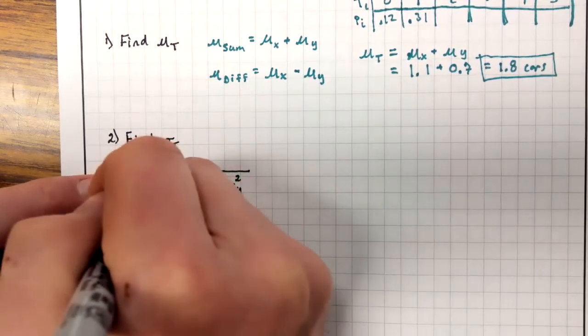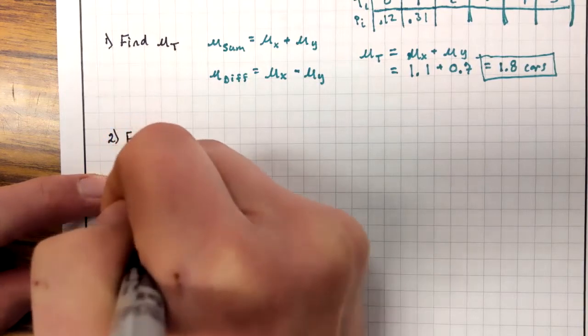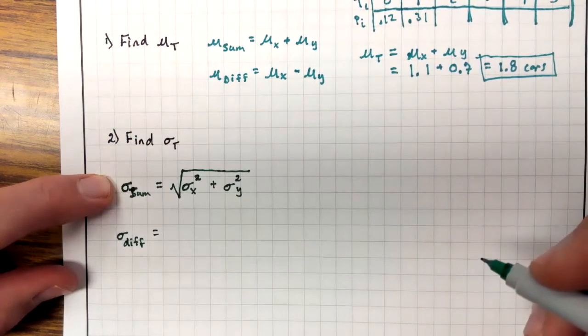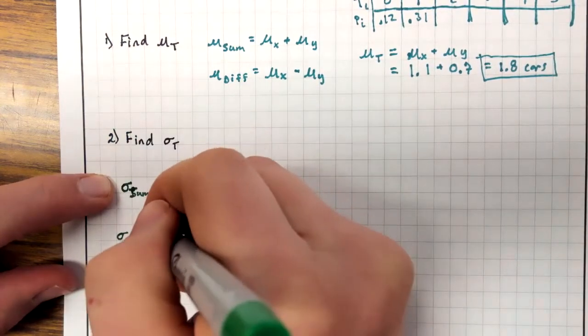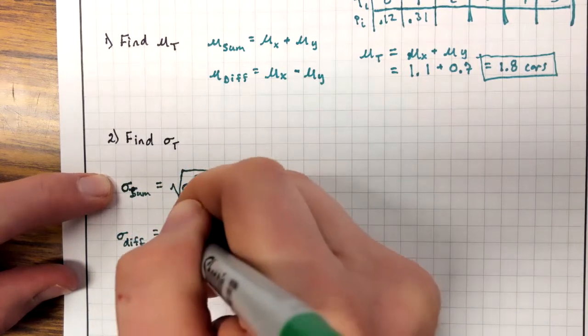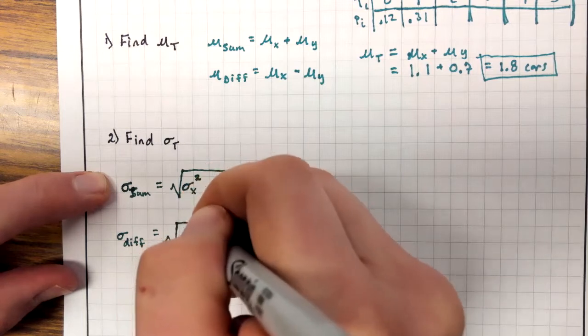The difference works pretty much exactly the same way. If you're finding the difference between two random variables, this is what you would have to do. The square root of the variance added together.